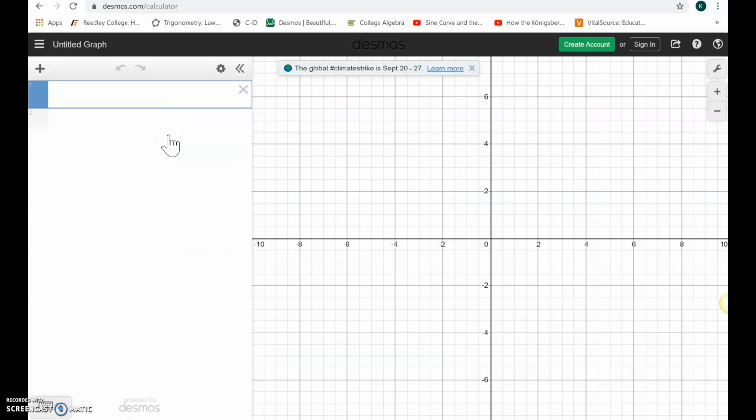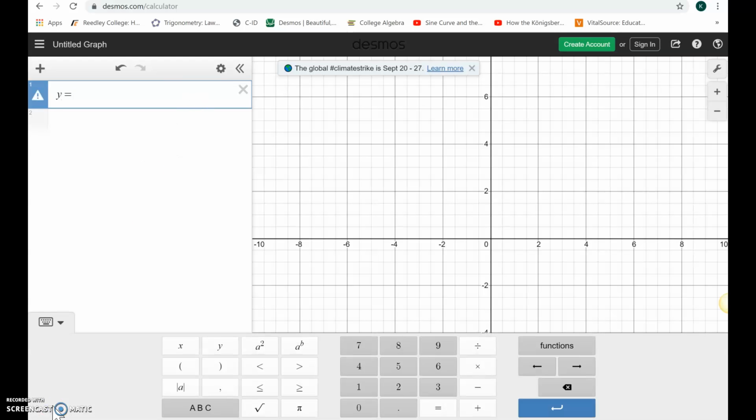Let's look at the basic square root function. So y equals, you have a toolbox down here, square root of x. So that is the basic square root function. Now what we can do is start manipulating this function. We can start changing what that graph is going to look like.